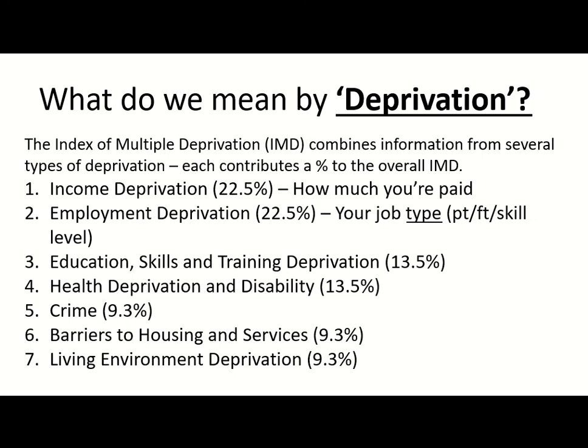So look, you can see all of these aspects cover quite a lot, and I know I've made you write them down, and I'm yabbering away, so please pause the screen to get all the notes down. But look, it covers your money coming in, your type of job, your education level, your health, how much crime you're subjected to, how easy it is to get good housing and services, and what your area is like in terms of it being a nice place to be. And all of these 7 factors combine to give you an overall score of how deprived you are.